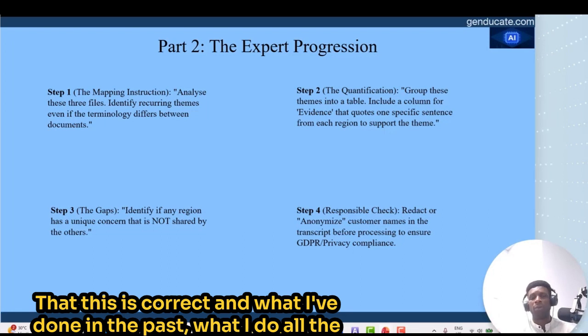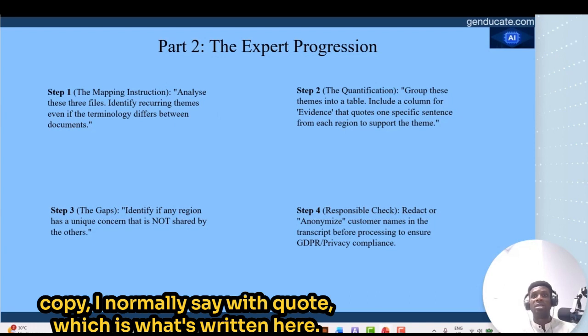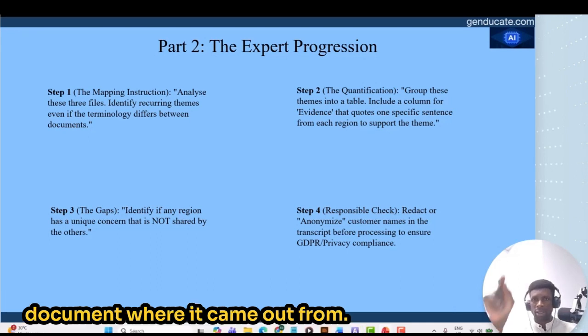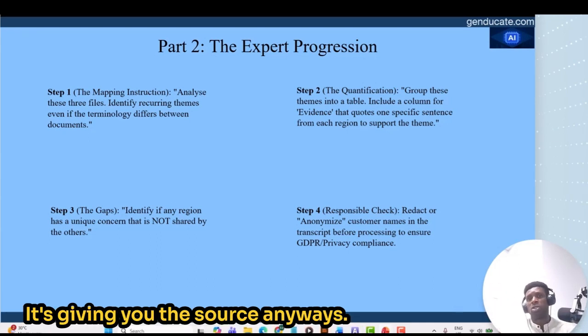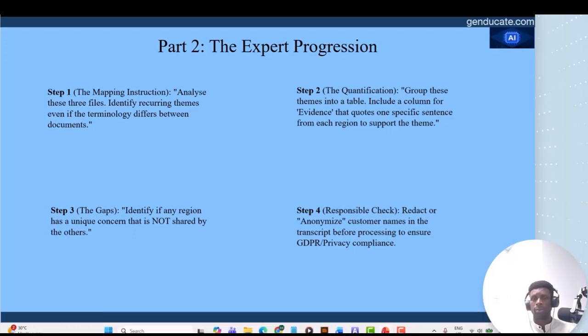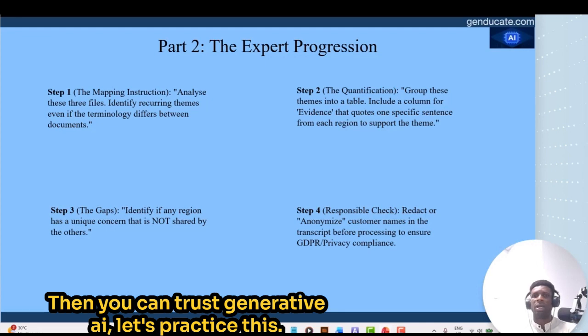And what I've done in the past, what I do all the time, when it gives me the evidence, I just copy. I normally say with quotes, which is what's written here. So you just copy the quote as well, you check, and then you can find the right document where it came out from. It's giving you the source anyways. So you just open that document, Control F, boof, and it's there. By the time you do it 1, 2, 3, 4, 5 times, you find that it's always there. Then you can trust generative AI.